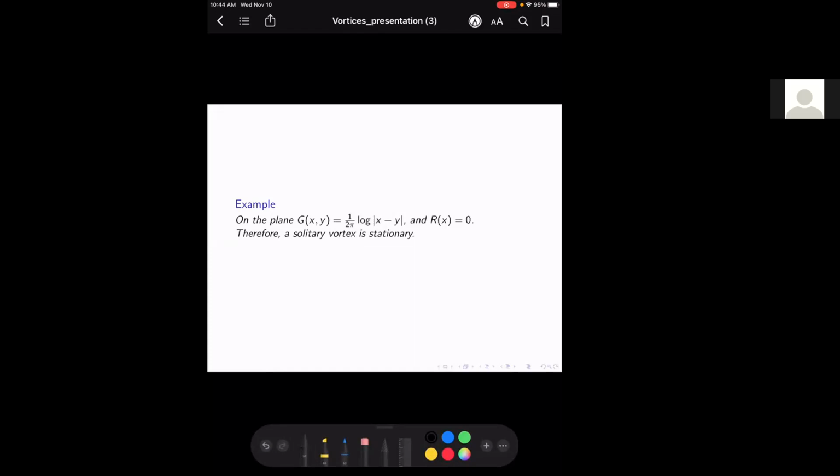A quite simple example is, again, the plane, where Green's function is 1 over 2 pi logarithm of the Euclidean distance between x and y, right? So if we subtract this term, Robin's function will immediately turn to 0. And therefore, on the plane, a solitary vortex will be stationary. It will rotate all the fluid around it, but it will not affect itself, or it will not interact with anything.